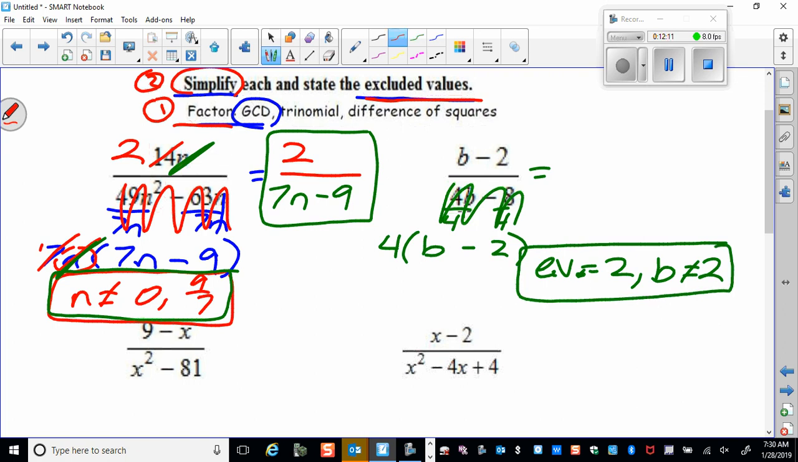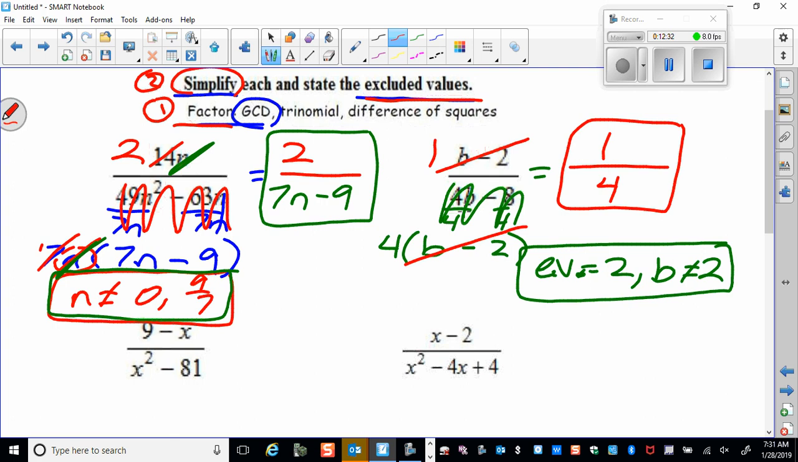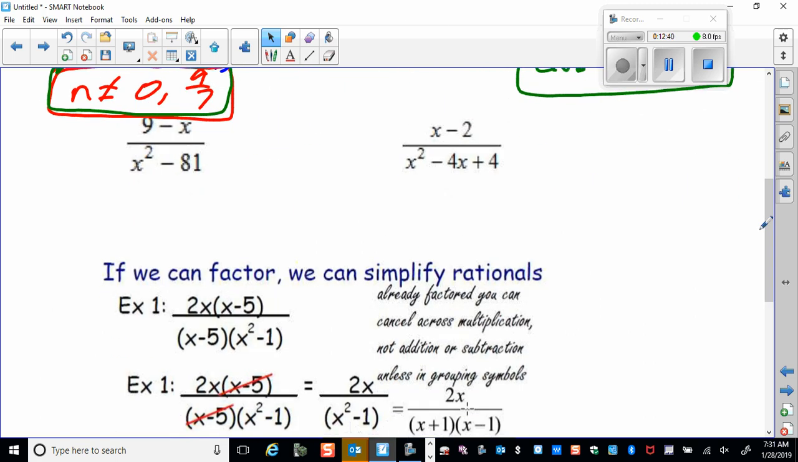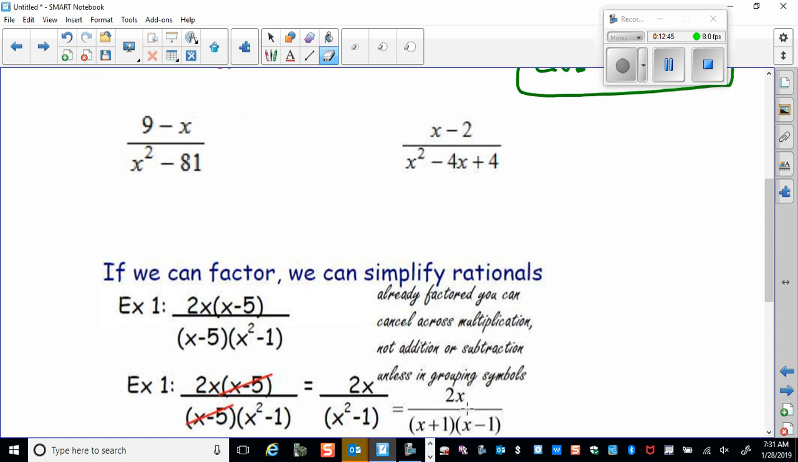And now simplifying, I've got a linear factor here and a linear factor here, and they're the same. But remember, you need to have something in your numerator, so we'll put a 1 there. If I divide this, anything divided by itself is 1. And then I have a 4 there. So that reduces to 1/4. Right. Okay, very good. The main thing is don't forget your excluded values there. And we'll talk about why that is at the very end of this unit when we talk about the graphs of these functions.